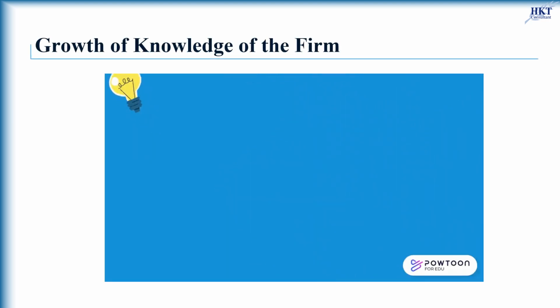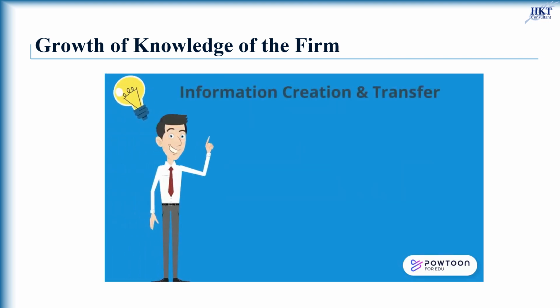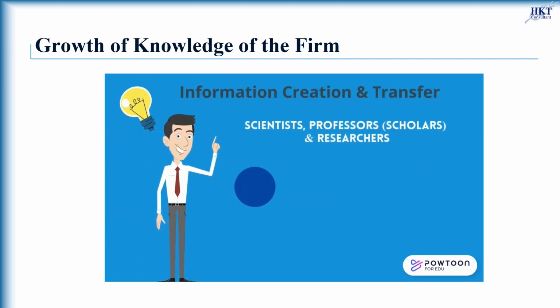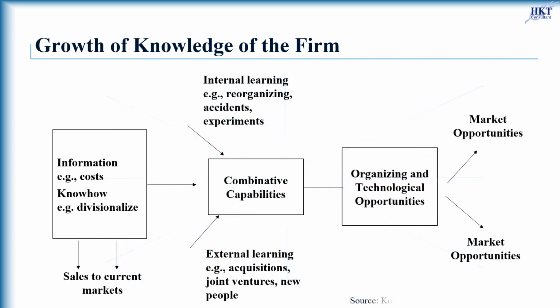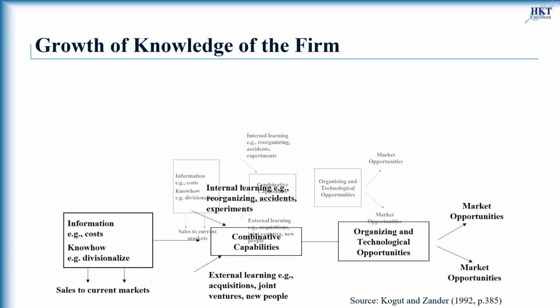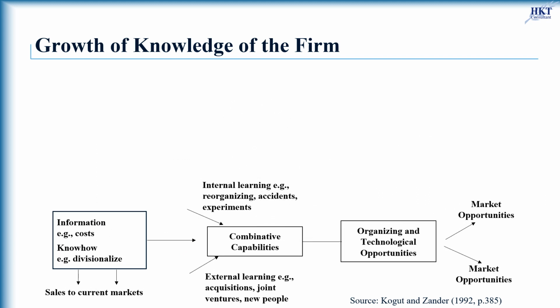In the knowledge-based view, the central competitive dimension of what firms know how to do, is to create and transfer knowledge efficiently within an organizational context. For understanding this process, Kogut and Zander developed a model of growth of knowledge of the firm, in which they categorize organizational knowledge into information and know-how, that are the basis of the growth of knowledge of the firm.